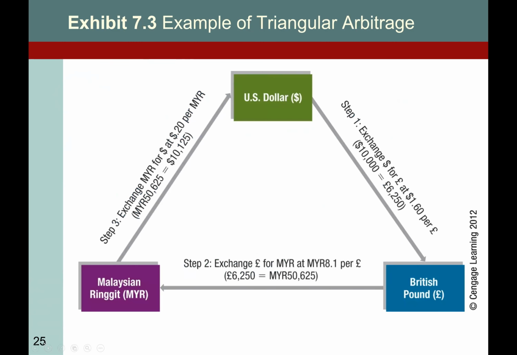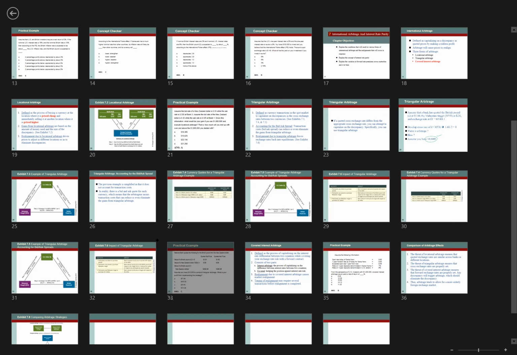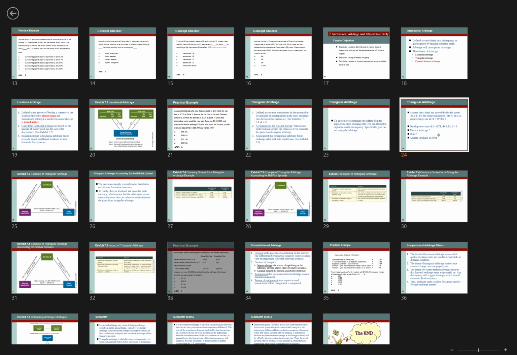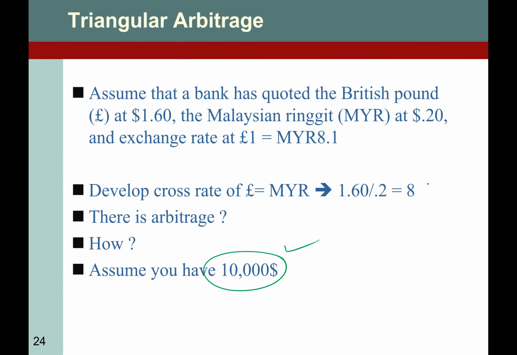So what is the procedure for triangular arbitrage? You have $10,000. Let me just do it here, and at the end we will talk about where we were here, and then its solution. So we have $10,000. Let's convert this $10,000 into pounds. What is the pound rate? 1 pound is equal to $1.60. The answer would be 10,000 divided by 1.6.